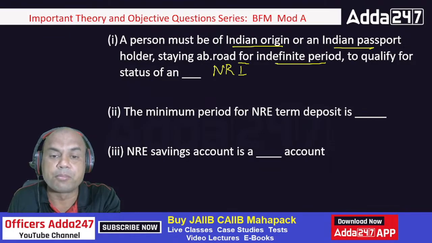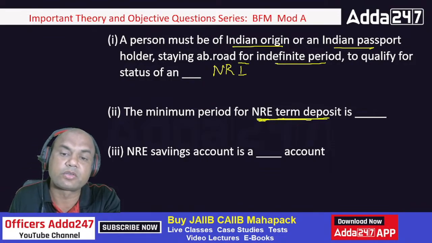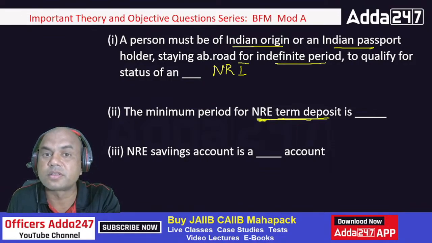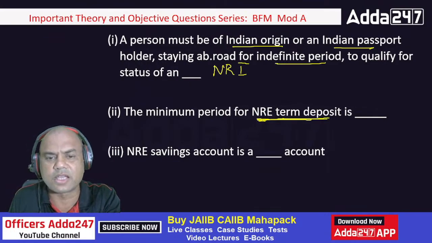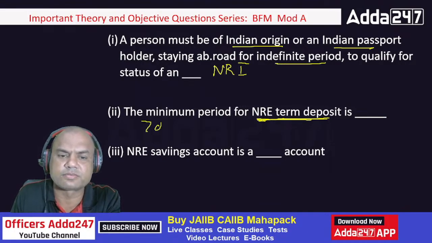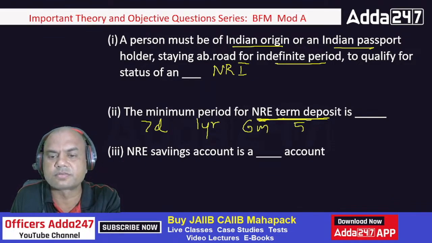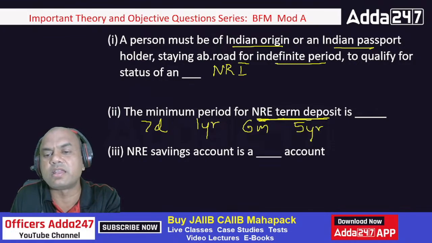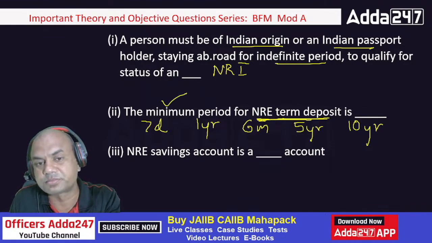The minimum period for an NRE term deposit is what? Minimum term period. Everyone, let me see how many of you can answer. I'll give you some options: 7 days, 1 year, 6 months, 5 years, or even 10 years. So what is the minimum?